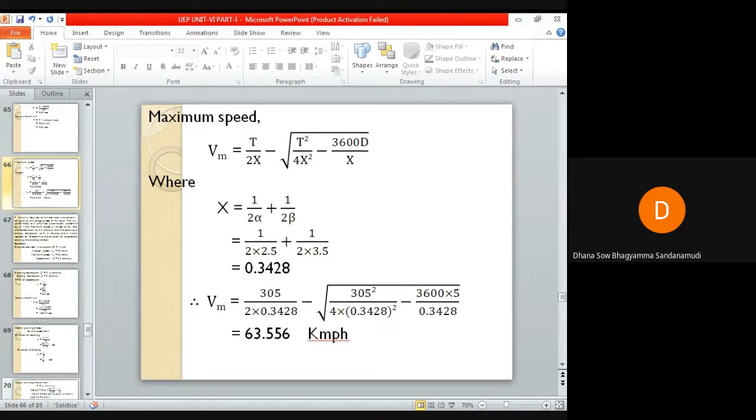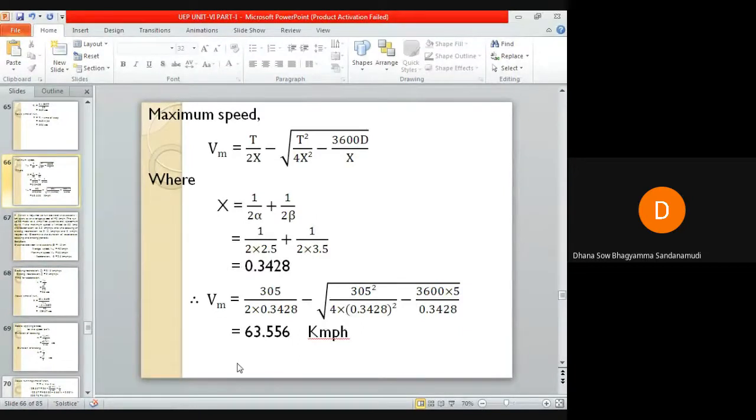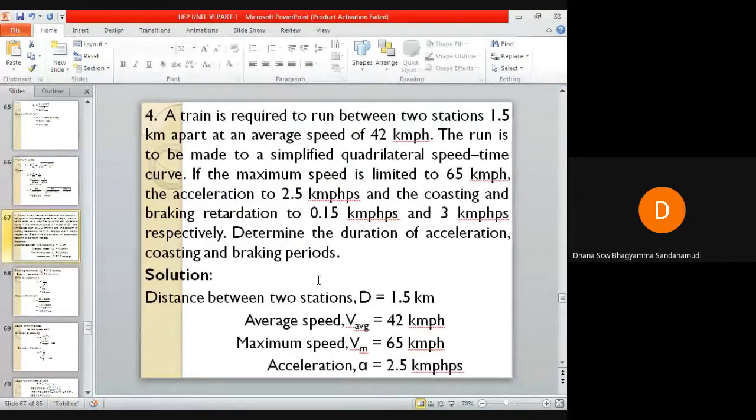Okay, did you complete? Completed? Okay then. So this is the crest value of the speed that they have asked you to determine in the problem. Okay. So these problems, I hope you are able to follow.